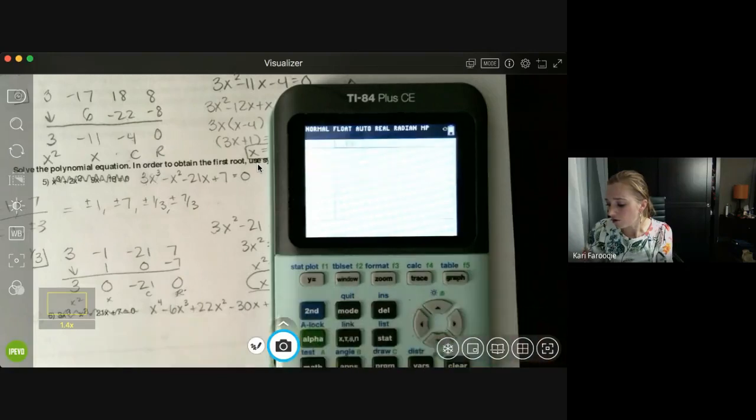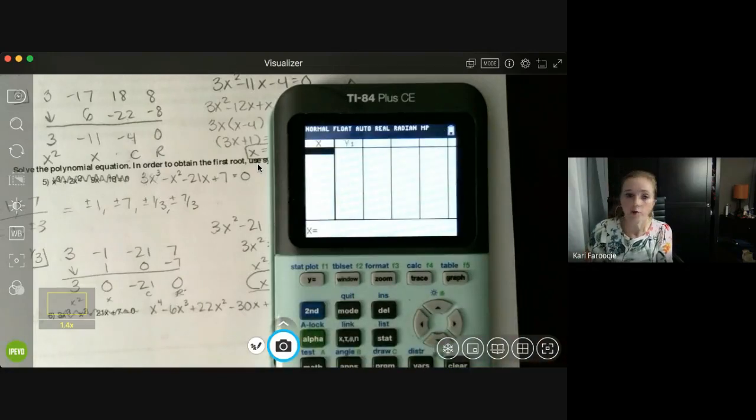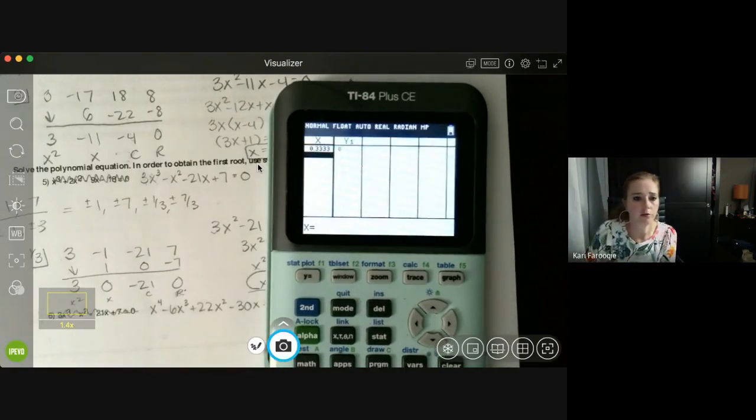So now go back to your table and it'll be blank, and you get to enter the value. So if you think that x equals 1/3 is a 0 and you just want to verify that that decimal is correct, well, then you can enter in 1/3, and it will tell you that when x is 1/3, y is 0.